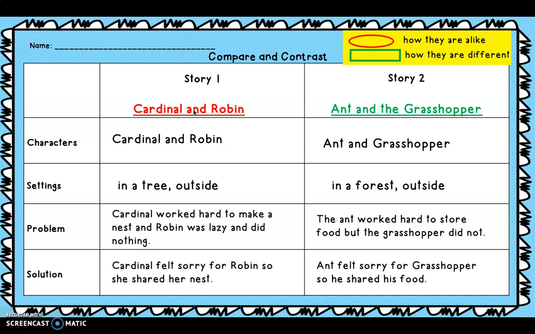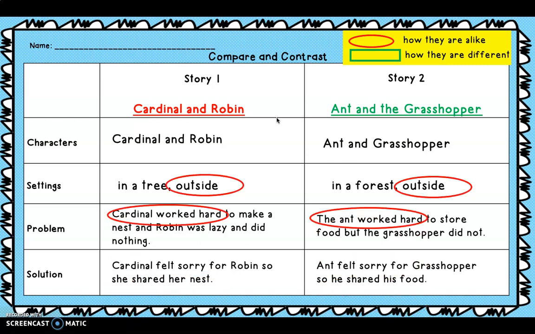Well, after filling out this organizer, I feel like there's a bunch of things that are similar about both stories, or alike. I wonder if you thought about the same thing. Now, up here, you can see my little key, and a red circle is going to tell how the stories are alike, and a green rectangle is going to show how they're different. I wonder if you have the same similarities as me. Well, let's see the first one. Well, our characters, they're not similar. What about in our setting?